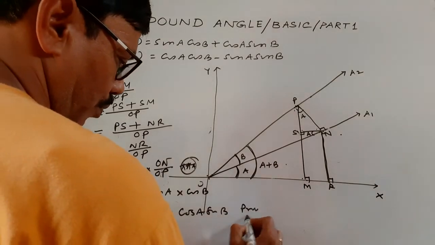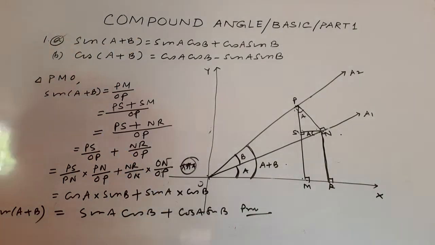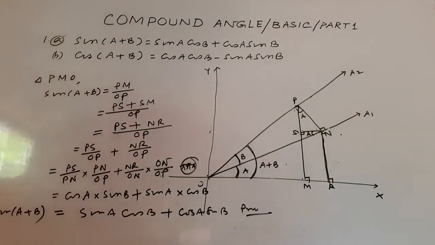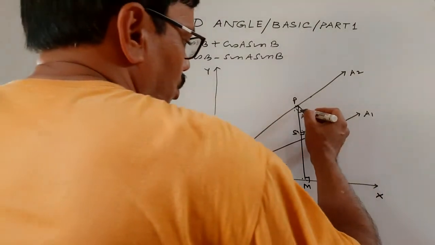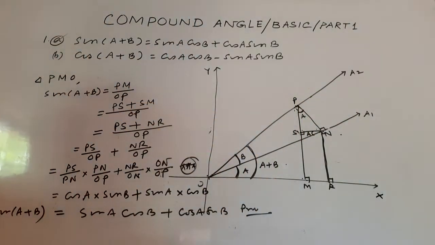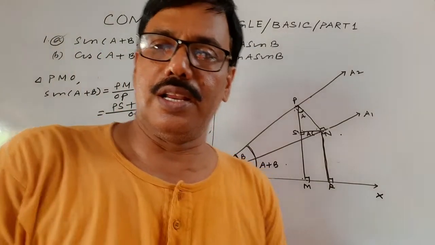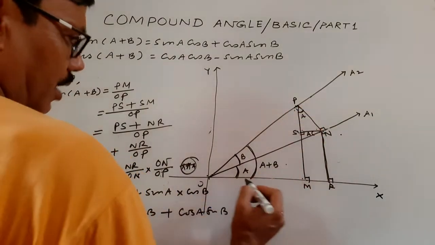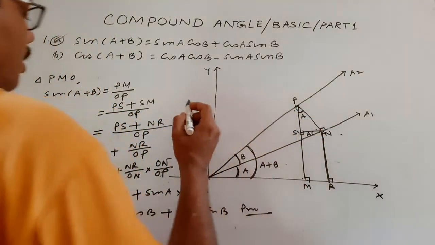This is the proof of the theorem. So, what is the main part? You first prove angle SPN equals 90. Then sin(A+B). Similarly, you can prove cos(A+B), so you complete it.